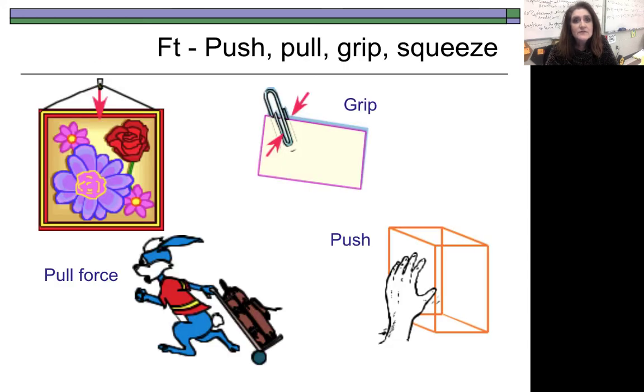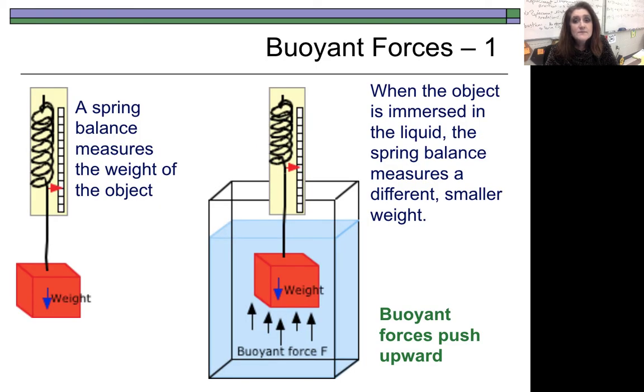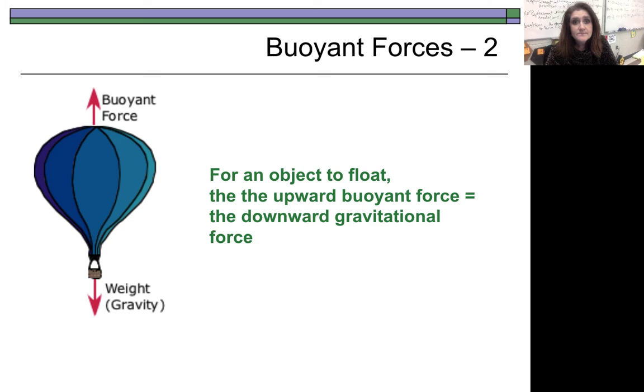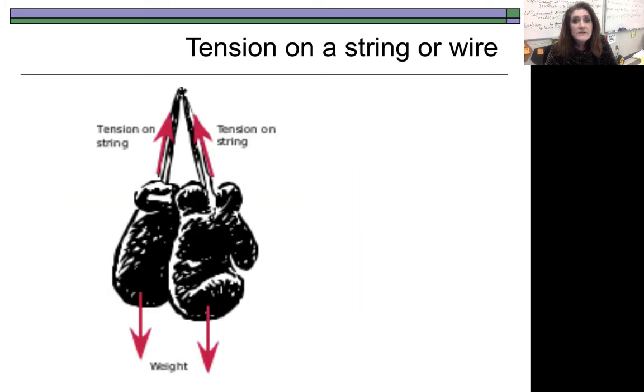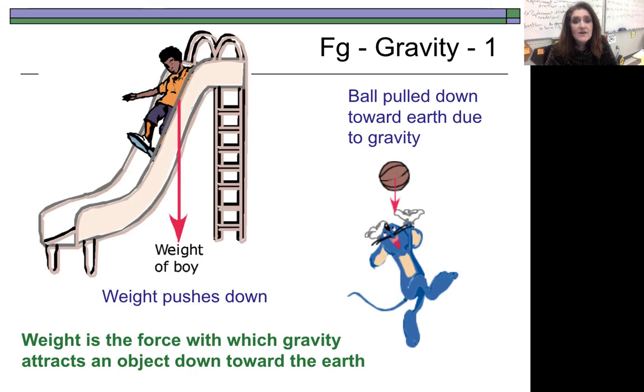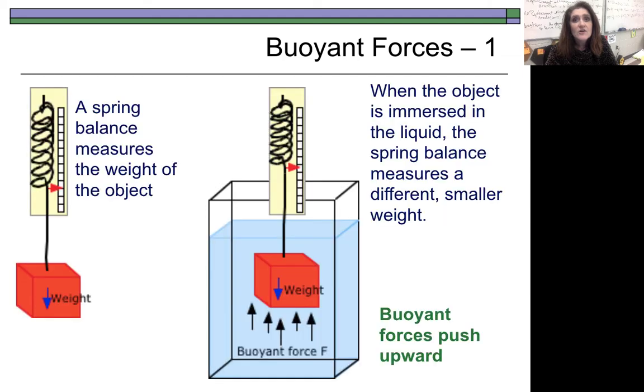Examples of forces and their effects. The force of tension, remember, is a push, pull, grip, or squeeze. Buoyant force is the force that pushes objects up in air or water. Water pressure, tension on a string, all of which are forces of tension.